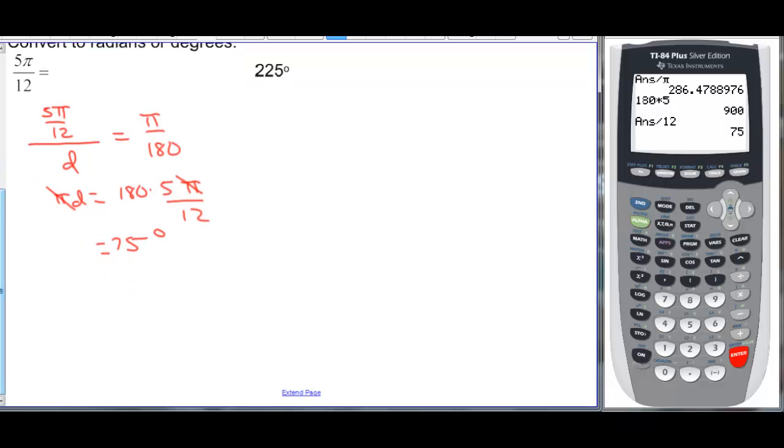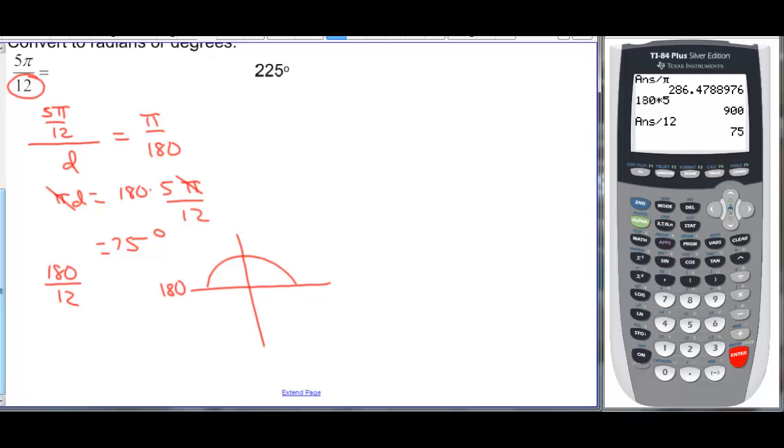Now let's put a little bit of meaning behind it. I promise you, if you understand the meaning just a little bit, it's going to make sense, and it's going to stick a little bit better. Now let's find out why 5 pi over 12, why is it 75 degrees? Well, if you take pi and you cut it into 12 pieces, and I'm not going to do that, but I will say that really instead of pi, we're really taking 180 and we're cutting it into 12 pieces.